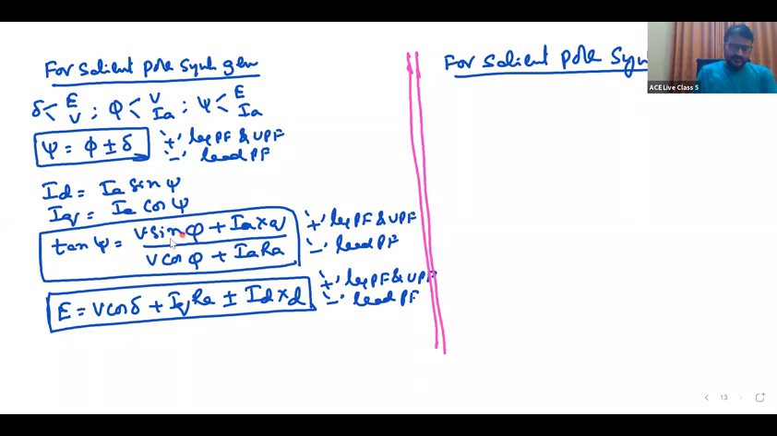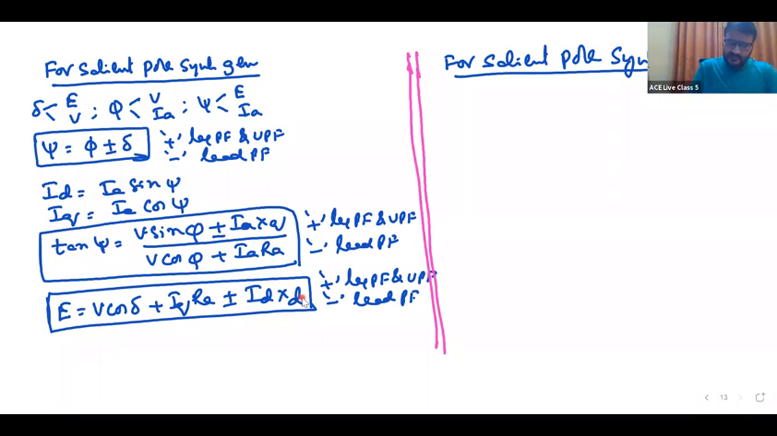But tan psi is equal to (V sin phi minus IA XQ), with plus or minus: plus for lagging power factor, minus for leading power factor. For the motor, V cos phi in the denominator minus IA RA, not plus, minus IA RA. And E is equal to V cos delta, for the alternator plus IQ RA, here minus IQ RA, minus ID XD. So wherever plus is there, simply write minus.